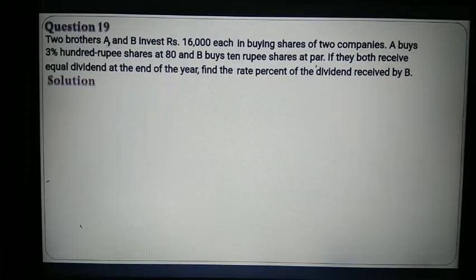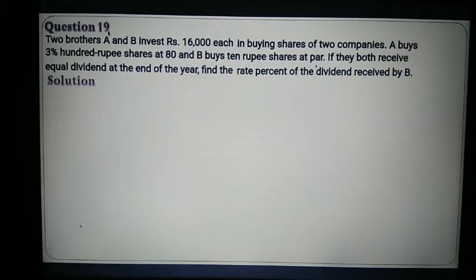Okay, let's have a look at this. Two brothers A and B invest rupees 16,000 each in buying shares of two companies. A buys 3% 100 rupees shares at 80. Okay, let's try to understand this. The first one is very easy.